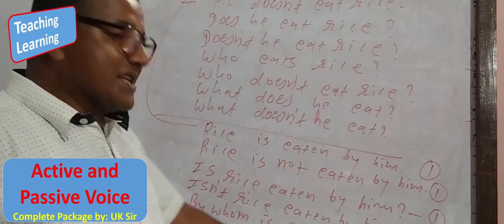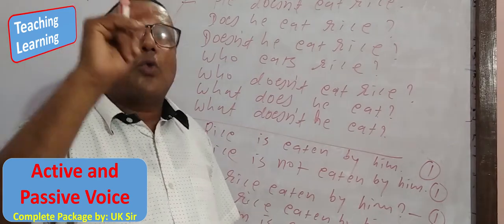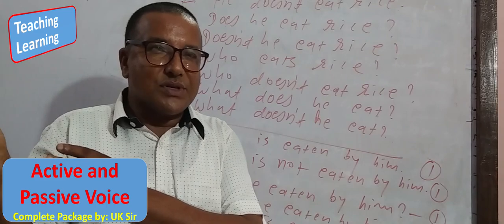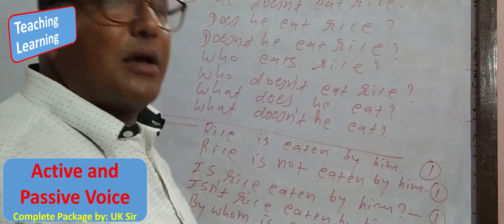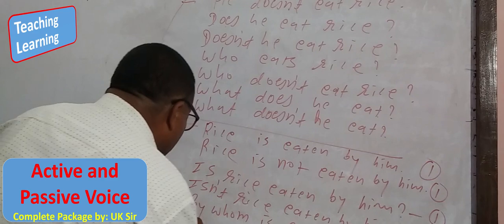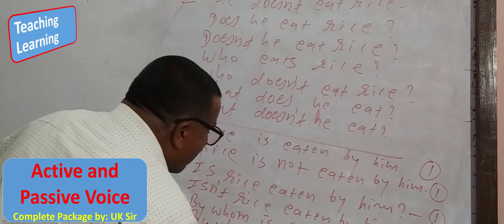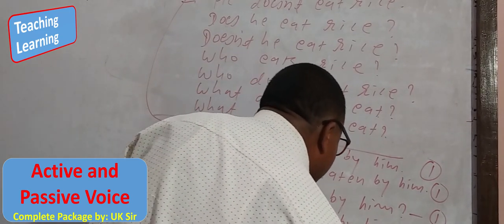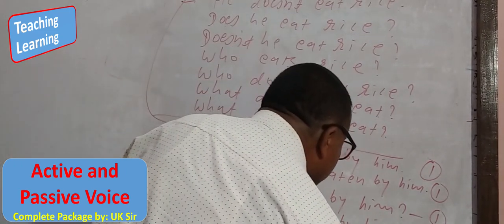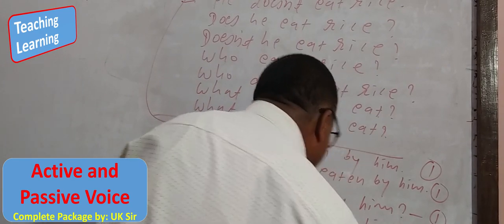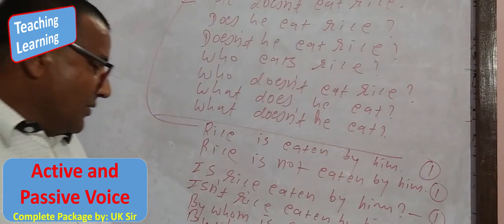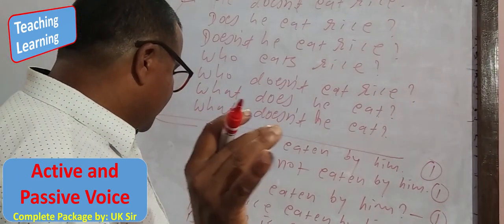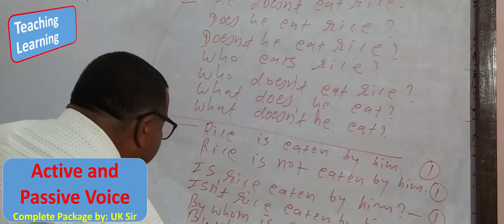By whom is rice eaten? In the WH question, in place of who we have to use by whom. Other rules are the same for how to make a WH question, but in the passive voice we have to use by whom. In negative: by whom isn't rice eaten? The who and whom are a little bit different for the WH question, so I focus on this for you here.